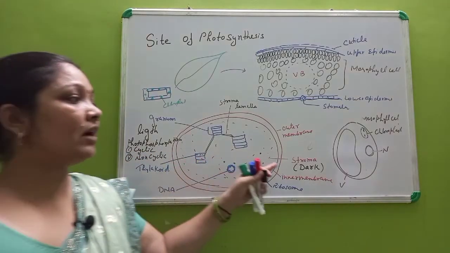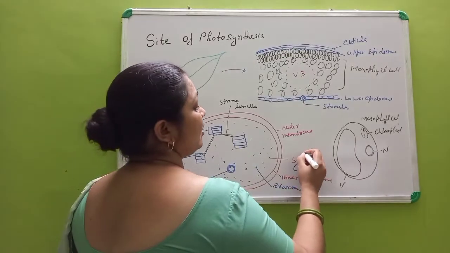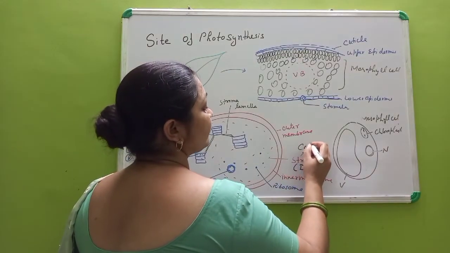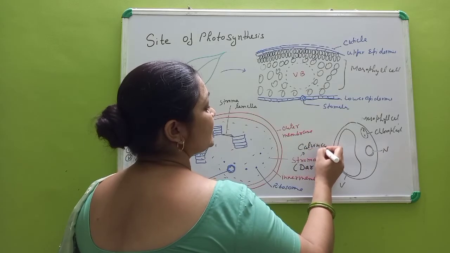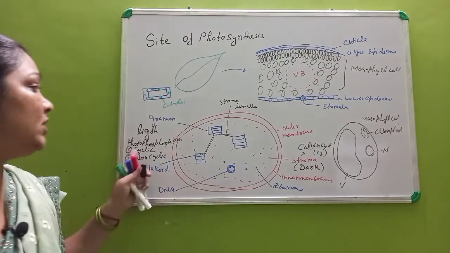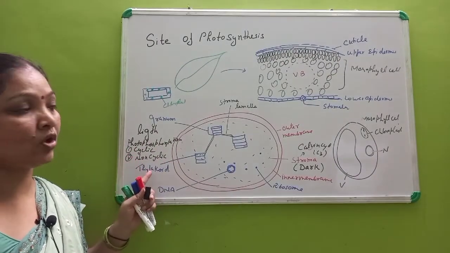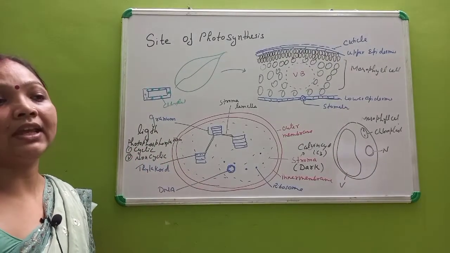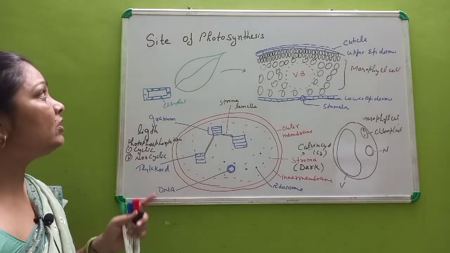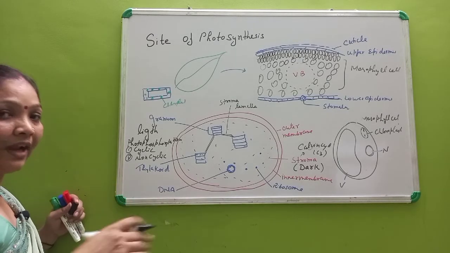And the dark reaction occurs in the stroma, which is also known as the Calvin cycle or C3 cycle. We are going to study these in detail, that is, photophosphorylation, both cyclic and non-cyclic, and the Calvin cycle.